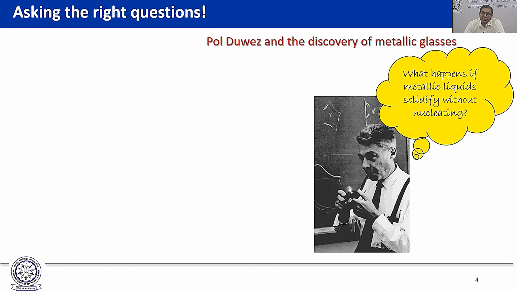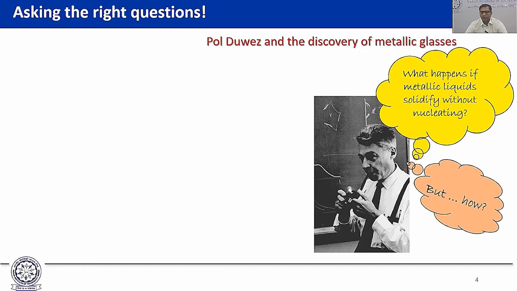Duwez asked a very interesting question: what happens if metallic liquids are allowed to solidify without nucleating? Those of you who are a little bit familiar with the process of solidification would know that solidification starts with nucleation, where a small nucleus, which is nothing but a cluster of atoms, comes together and forms inside the liquid, and it is this nucleus which eventually grows. You will have lots of such nuclei forming in the liquid. They all grow together until they impinge upon each other, and that gives you the microstructure of the material. So Duwez's question was, what happens if we don't allow the nucleation process to happen? That was a very pointed question.